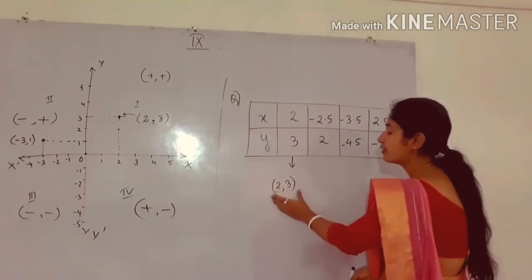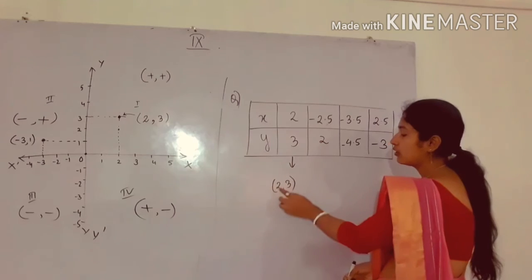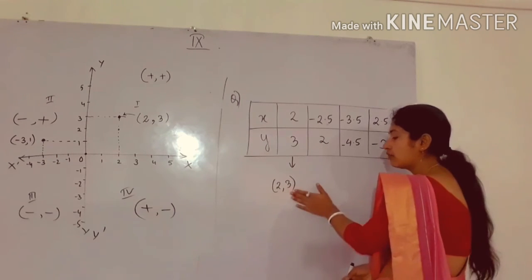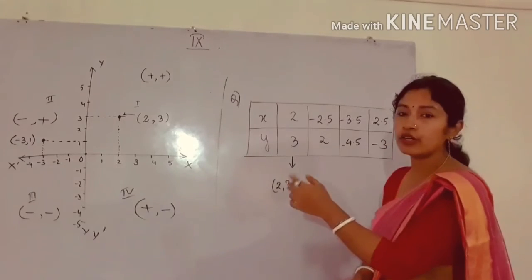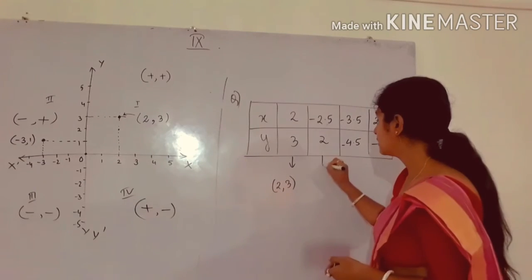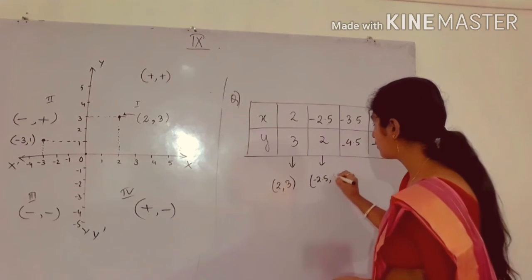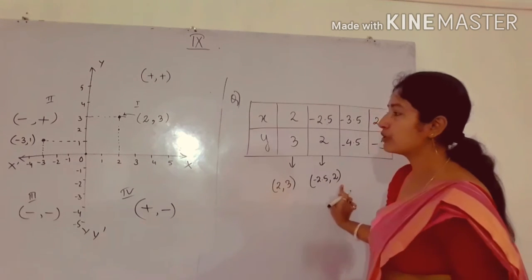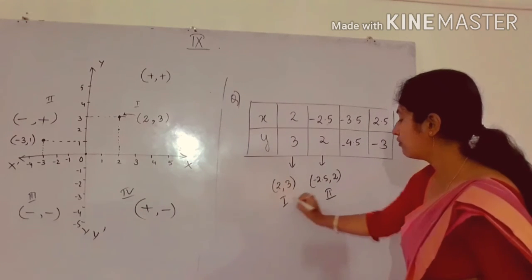As you see, the first coordinate from this tabulation we have written (2, 3). Which quadrant does this lie in? Both are positive, so this will lie in the first quadrant. Similarly, in the coordinate system we can write (-2.5, 2). So negative comma positive lies in which quadrant? Second. This is in first.